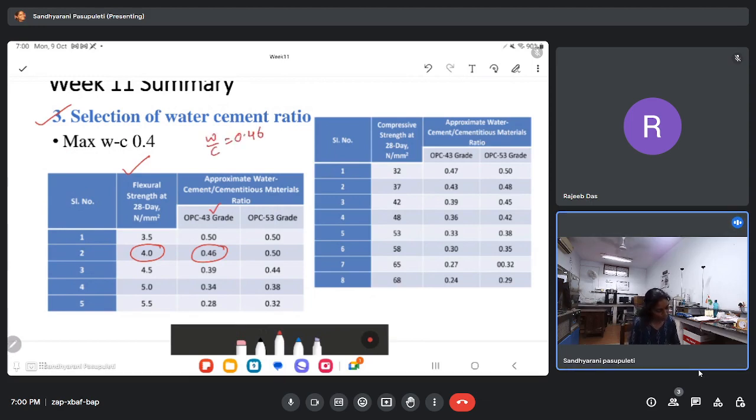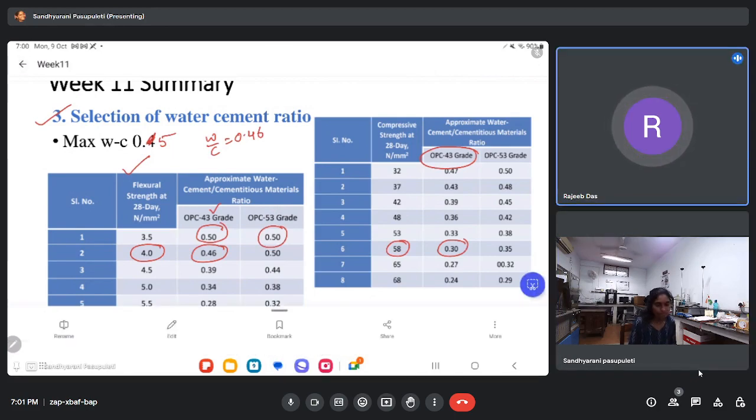And if I am going to design for compressive strength, and this is my compressive strength, let us say 58 after 28 days, then if I again choose OPC 43, my water to cement ratio would be 0.3. After selecting our water to cement ratio, you can see that the maximum water to cement ratio in the table is always 0.5. So we should not have more than that.